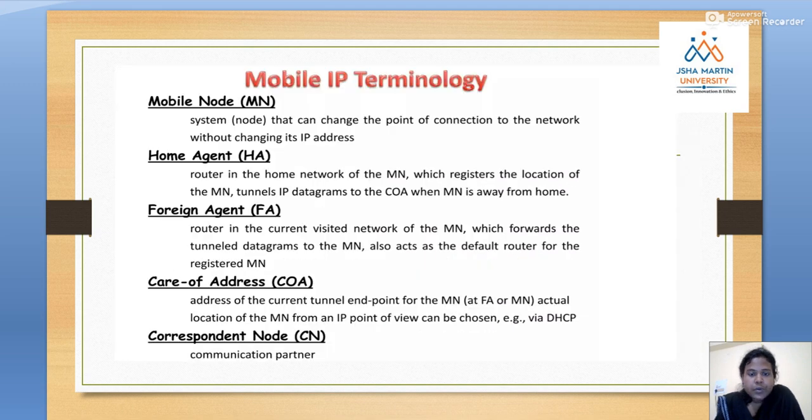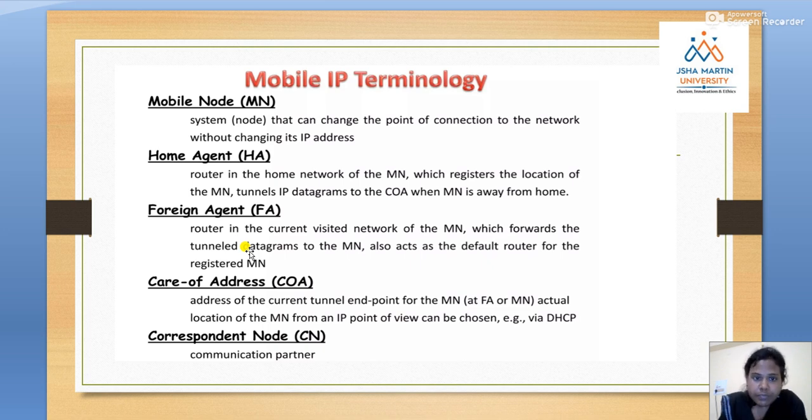So let's discuss the next topic. What are the main terminologies of mobile IP? What are the main things that are very important to know? It's a very important part, because without knowing the terminology needed in the mobile IP concept, it will be very difficult to understand the data flow in mobile IP.